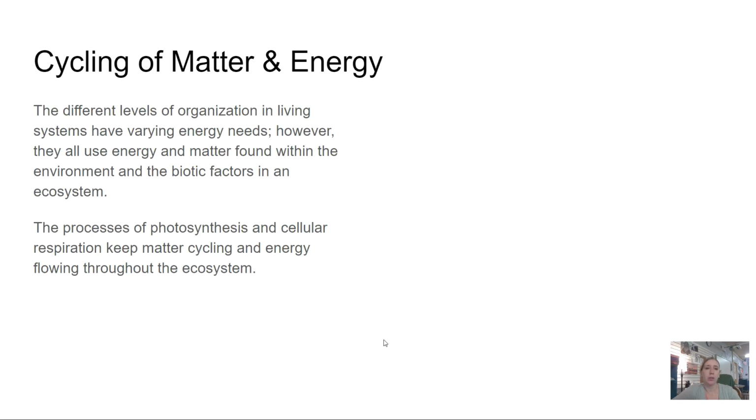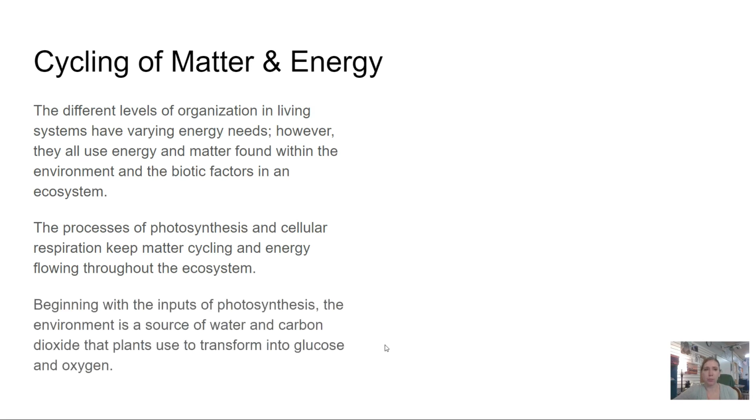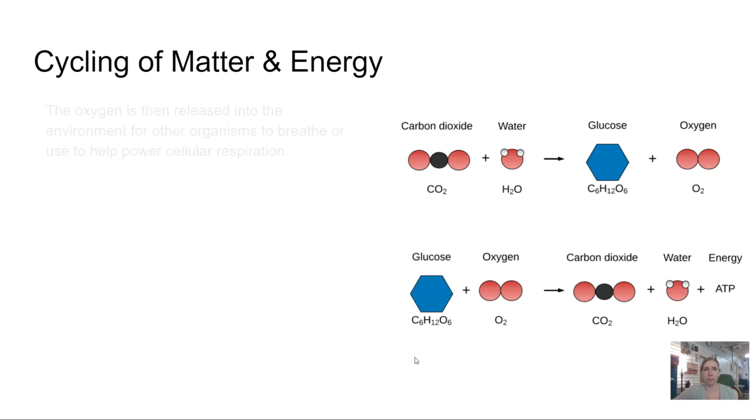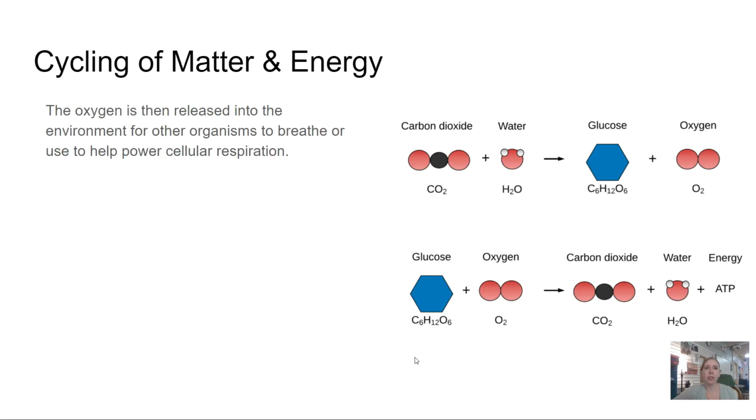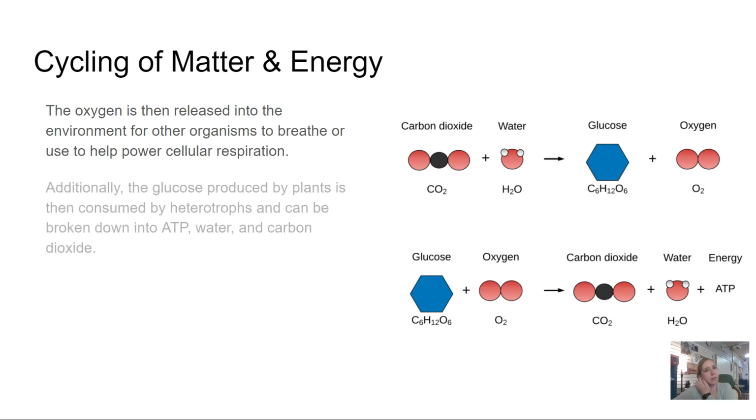The processes of photosynthesis and cellular respiration keep matter cycling and energy flowing throughout the ecosystem. Beginning with the inputs of photosynthesis, the environment is a source of water and carbon dioxide that plants use to transform into glucose and oxygen. The oxygen is then released into the environment for other organisms to breathe or use to help power cellular respiration.